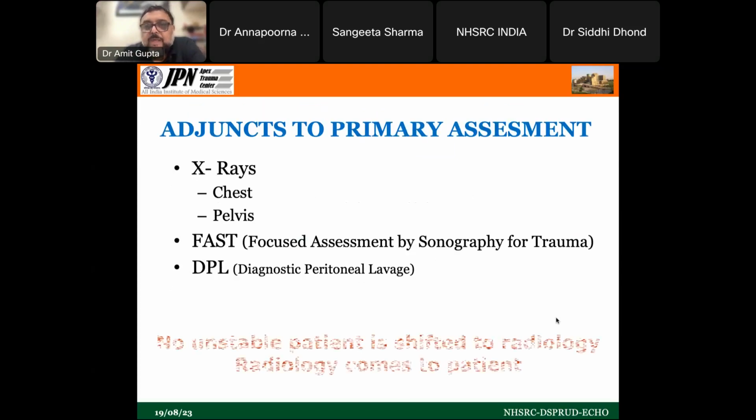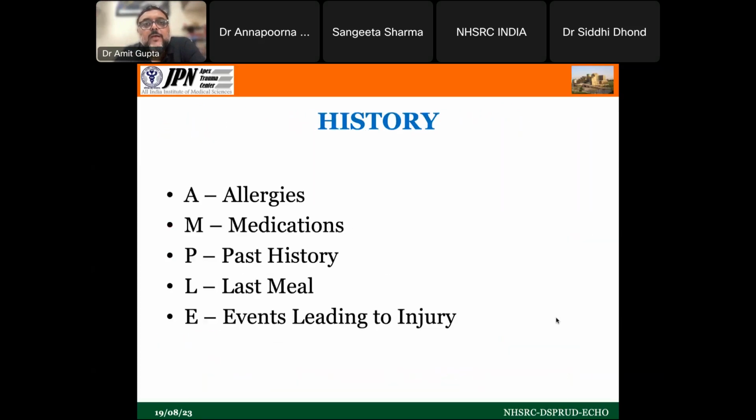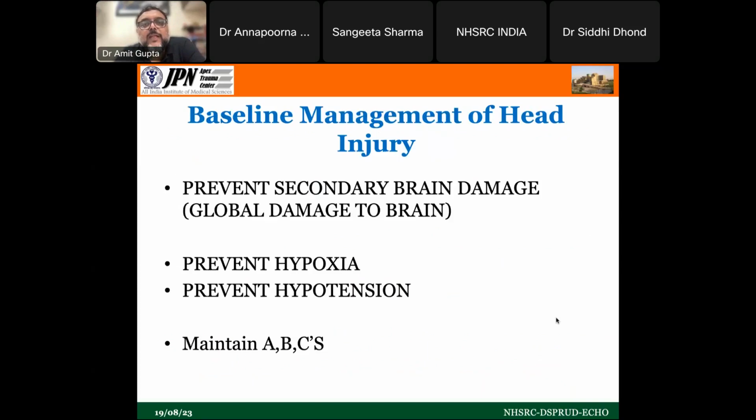Now, many of the times this slide is not there, so I'll just quickly tell you when to get the CT scan done. All patients, remember, of moderate and severe traumatic brain injury require a CT scan and a neurosurgical consult. So if you do not have one, please do not go ahead and even do a CT scan, refer the patient.